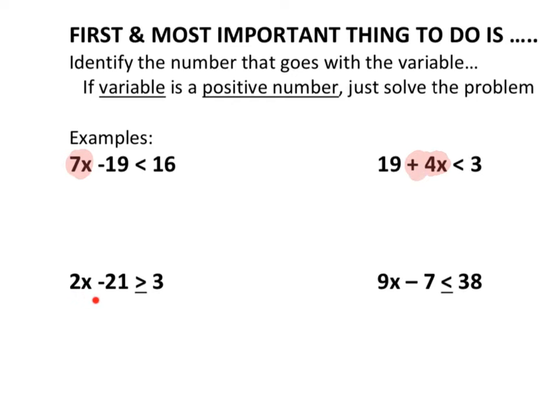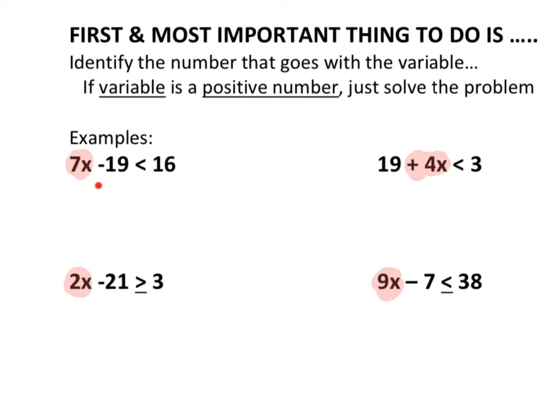The next one, 2x minus 21, is greater than or equal to 3. So the number with the variable would be that 2x. And the last one, 9x minus 7, is less than or equal to 38. So the number with the variable would be that 9x. So now let's add a few more notes.